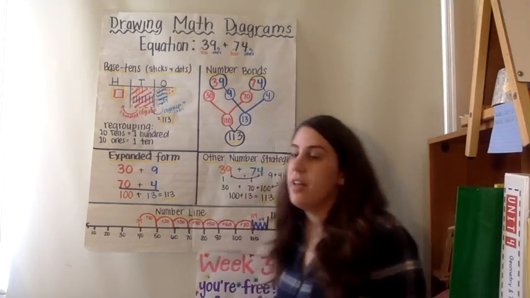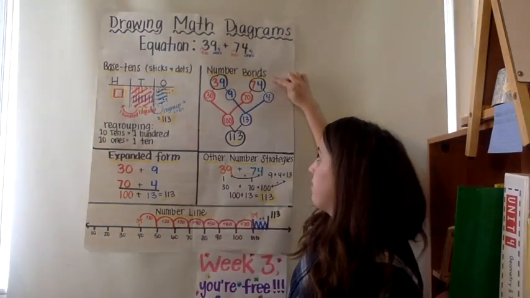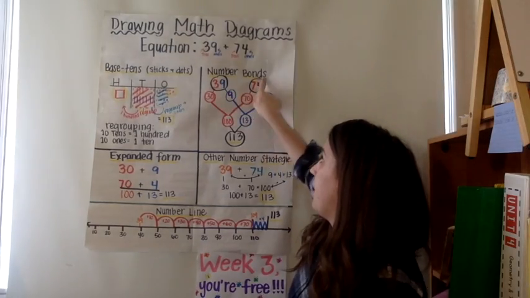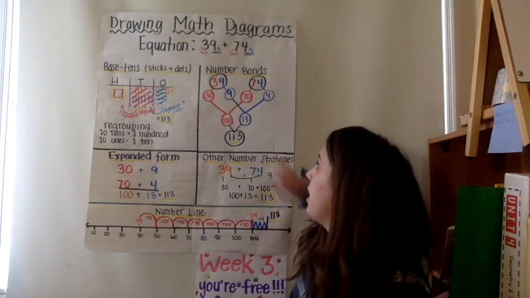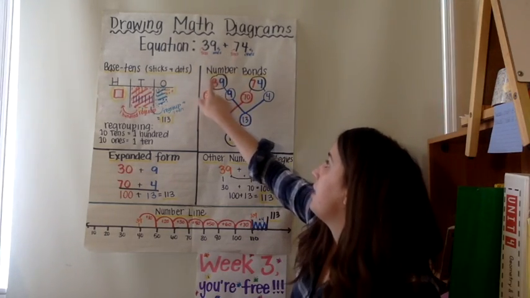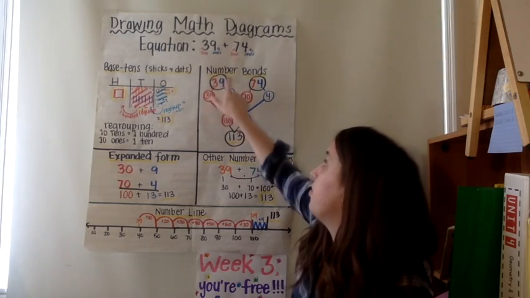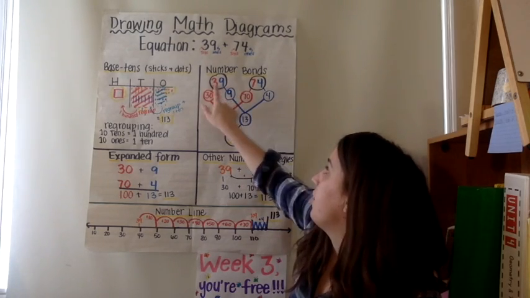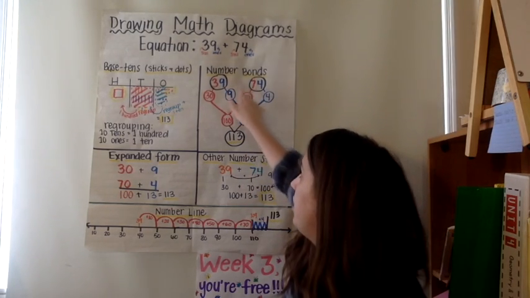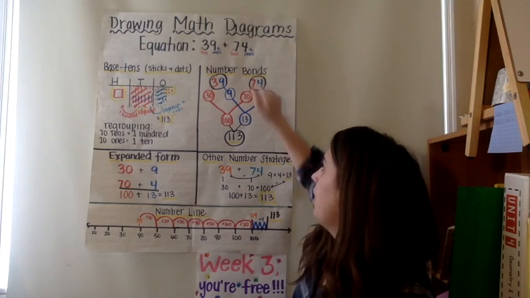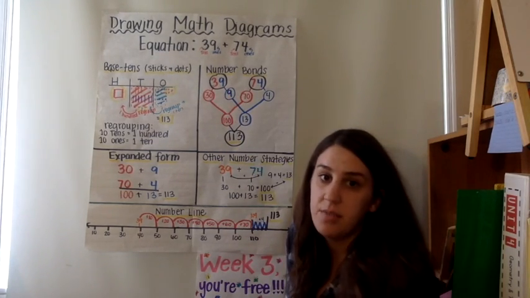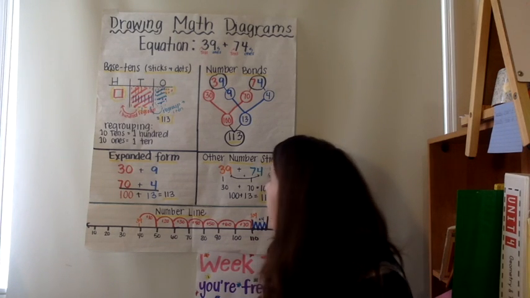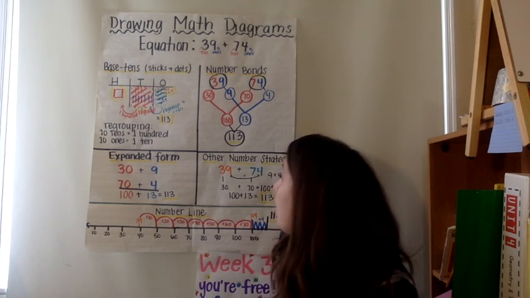Over here I have another example of how you could draw a math diagram using number bonds. Now, number bonds are these circles that look like this. And you can see here I did the tens in red and the ones in blue. So I wrote 39 and 74, and I circled them. Then I separated those numbers out into tens and ones. You can see the tens are red and the ones are blue.